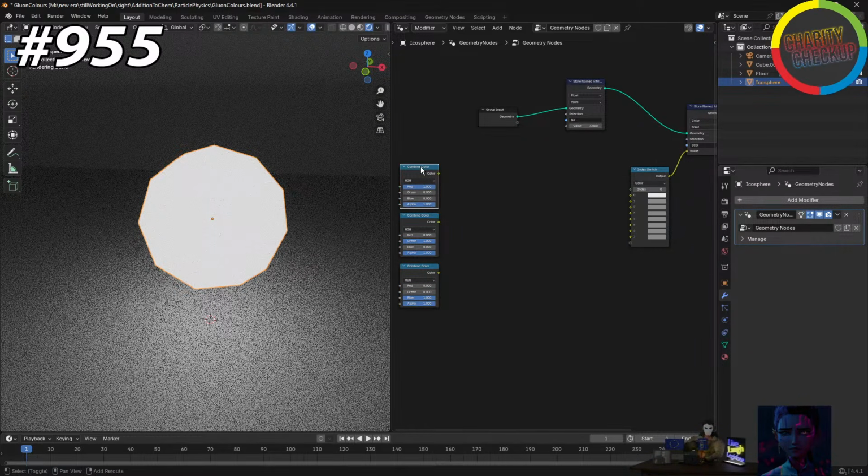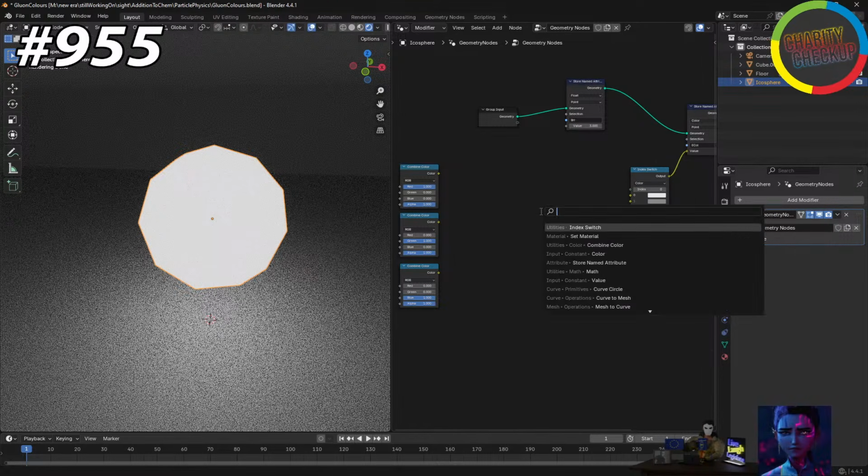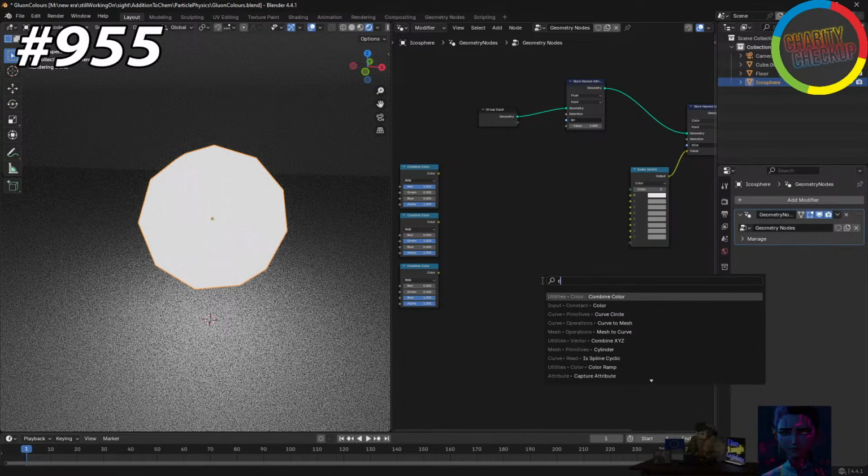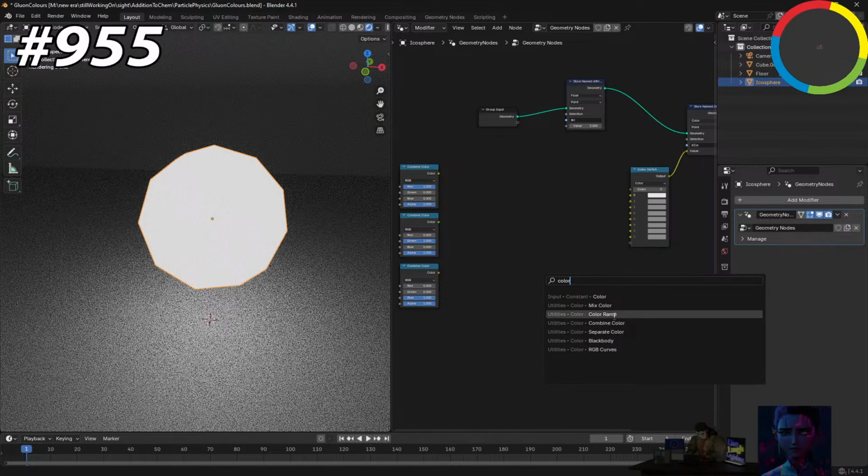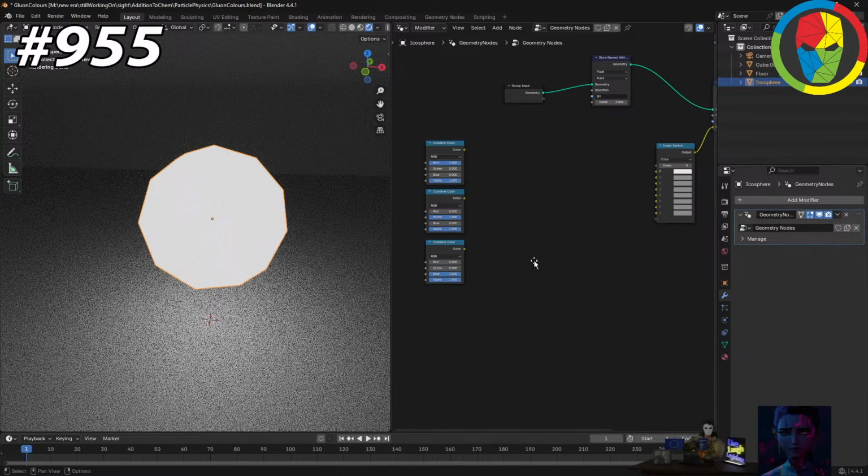Oh, can I not do... You are pissing me off. No, I don't think I am. Well, someone clearly is. Why can I not do color operation on this? Combine color... Ah, fine, whatever.